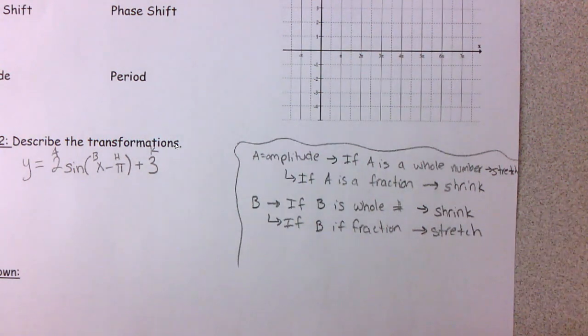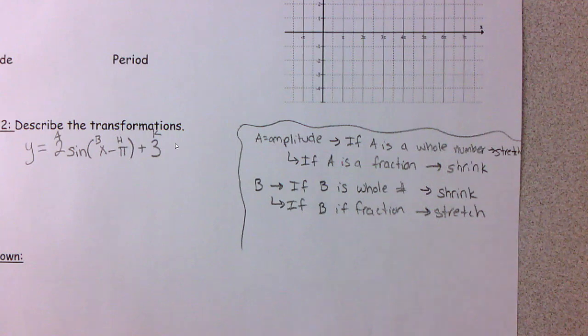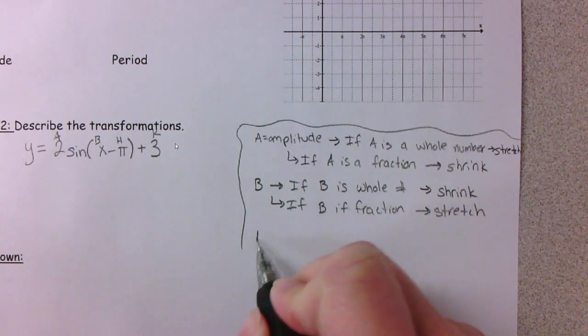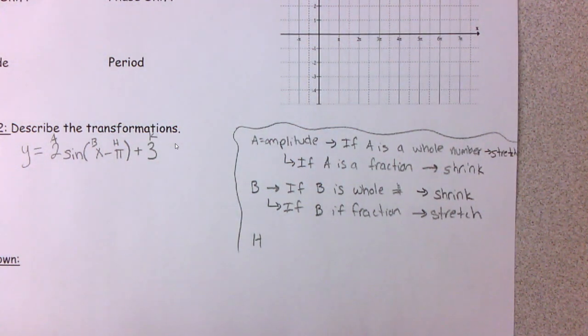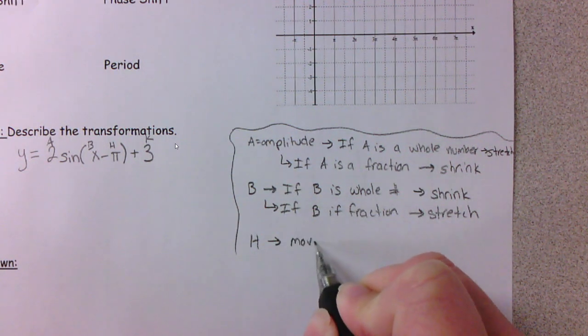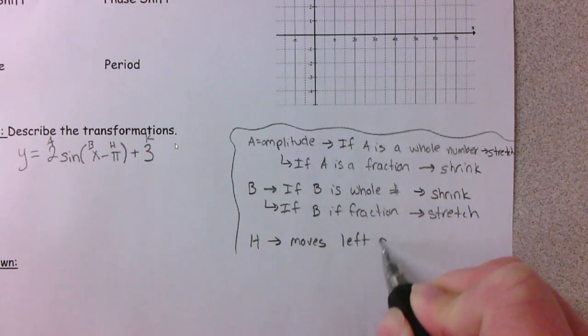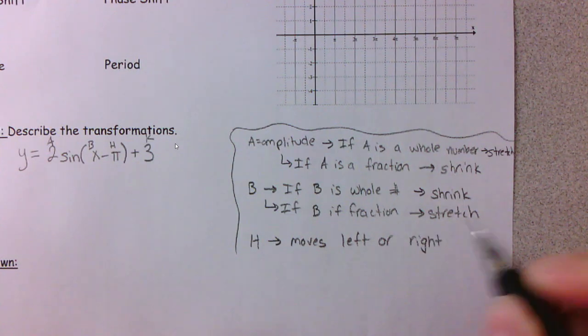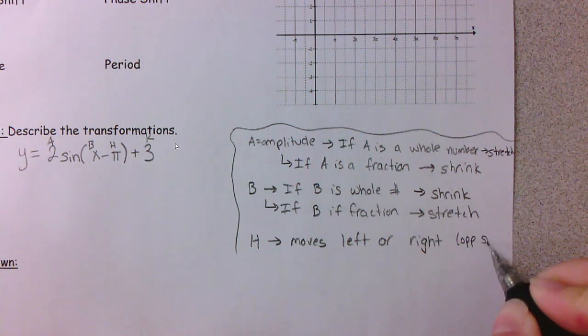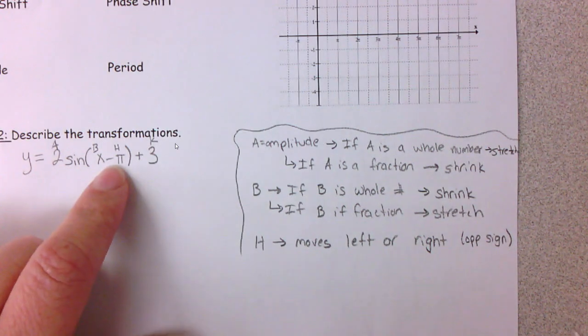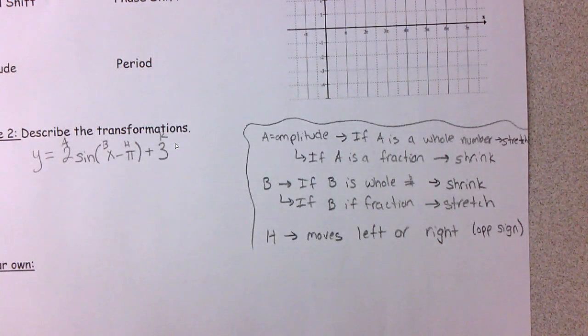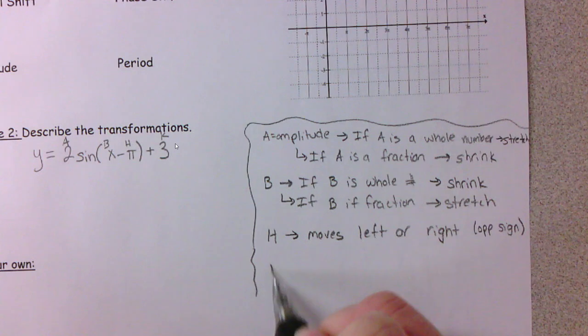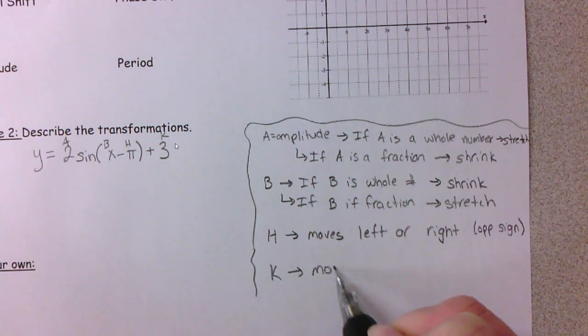Okay, I'm actually not going to worry about H for describing the transformations. It gets a little bit complicated. But we will do H and we will do K. So H is going to move in the opposite direction of the sign. So it's going to move left or right. And it's opposite the sign. So if it's a negative, we'll move positive. If it's a positive, we'll move negative. Okay? And then we have one more. We have K, and K moves the graph up and down.